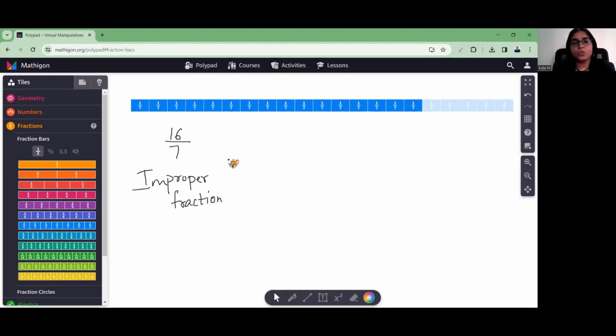Now, directly from this, you can see this is 1, 2, and the remaining is 2 sevens, right? So, easily looking at this, I can write 2 as the whole number. One whole, two wholes, done, right? And then the remaining 2 sevens, so I can write it as 2 sevenths. So this becomes a mixed fraction.